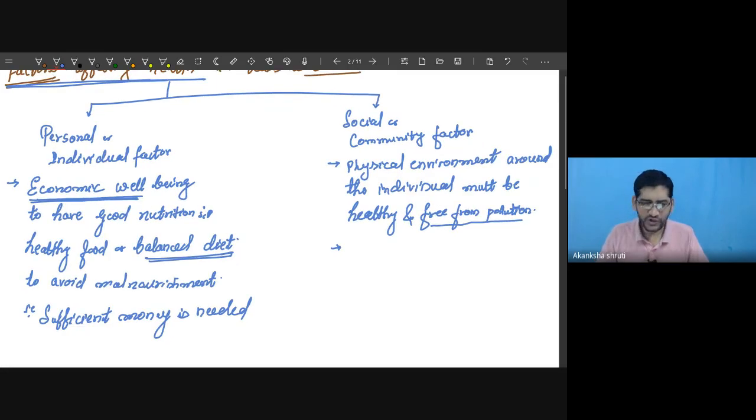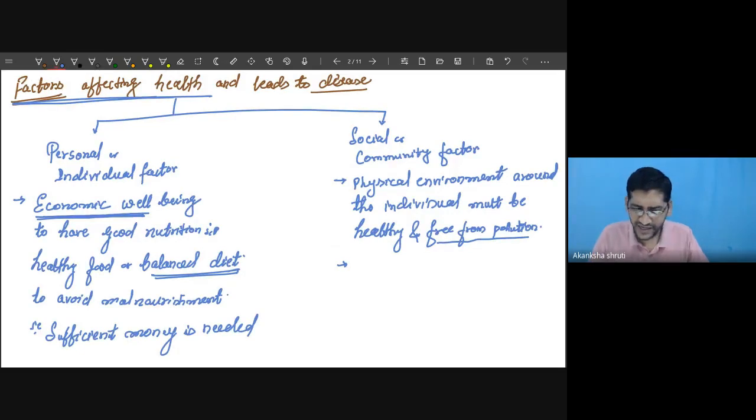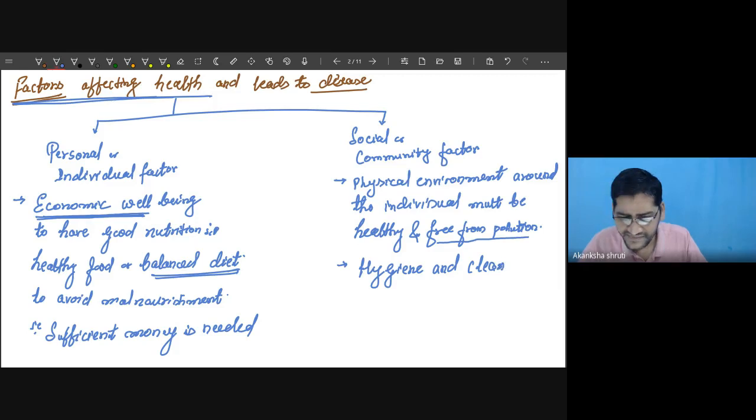The second is your neighbor or community factor, like cleanliness and hygiene, which is required to be maintained by each of the neighbors. So hygiene and cleanliness is a very important factor. So the environment should be hygienic and clean. So how will your environment be hygienic and clean?